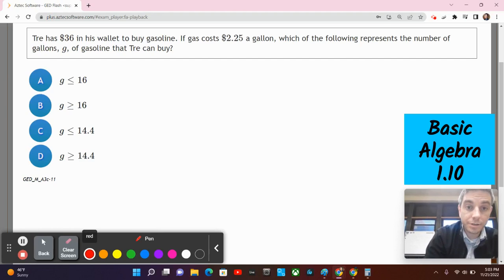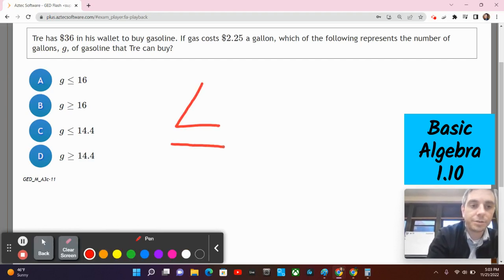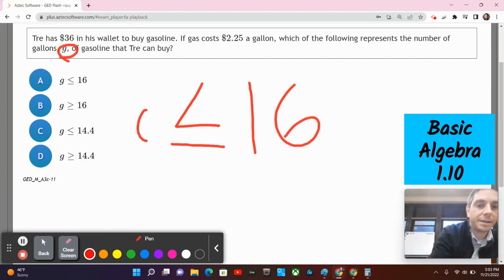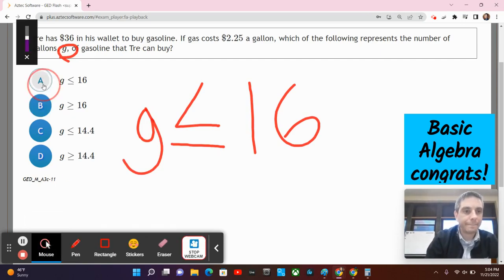So the symbol we're going to use is going to look like this: less than or equal to 16. And then they're using the letter G to represent how many gallons of gas you can buy. So this answer is A.